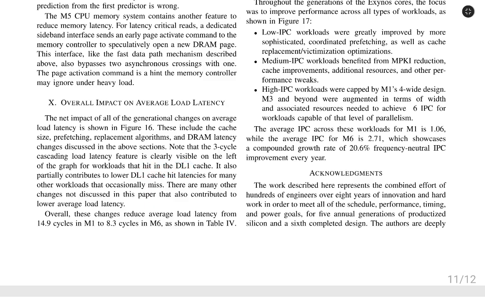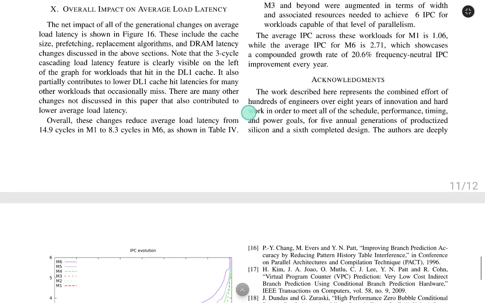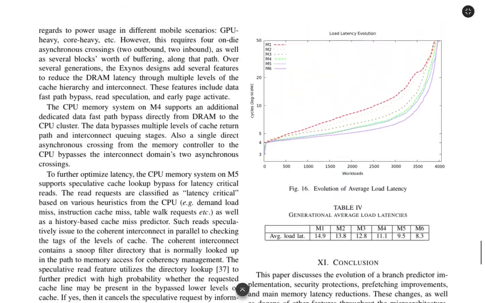It also partially contributes to the lower DL1 cache hit latencies for many other workloads that occasionally miss. There are many other changes not discussed in this paper that also contribute to the lower average load latency. Overall, these changes reduce the average load latency from 14.9 cycles in M1 to 8.3 cycles in M6, as shown in table 4.